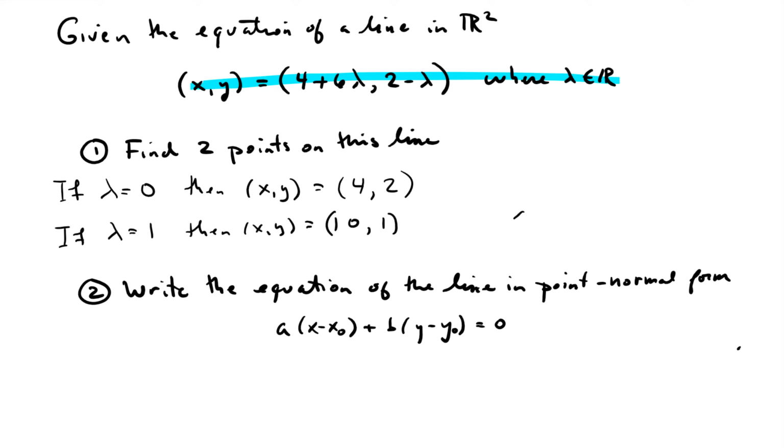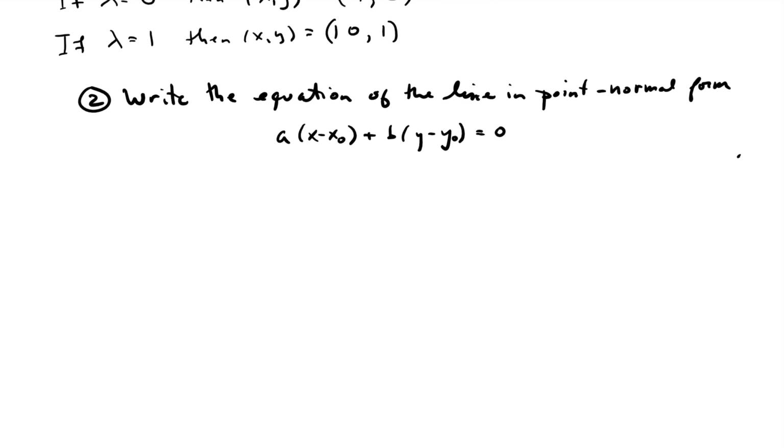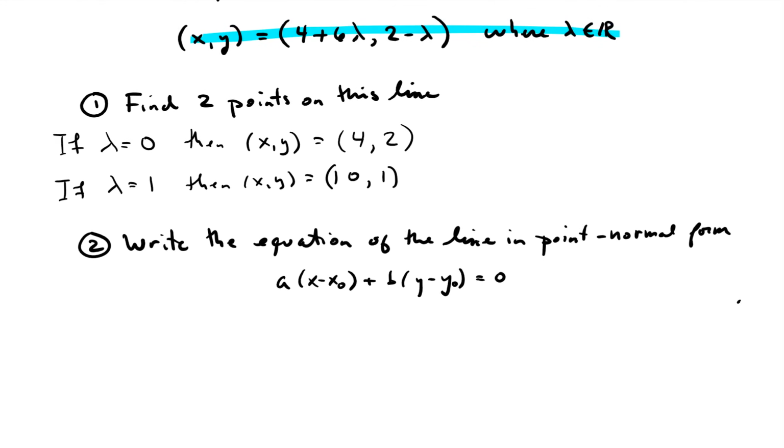Now here's a more difficult, but not so difficult, question. You want to write the equation of the line that's given in vector form above in point normal form. And I'm just reminding you what point normal form means. It means you're going to write it in this form, right? And why is it point normal form? Because x0, y0 is going to be a point on the line.